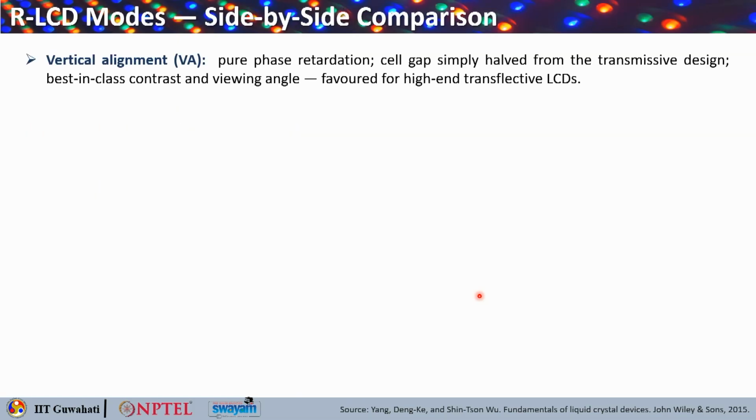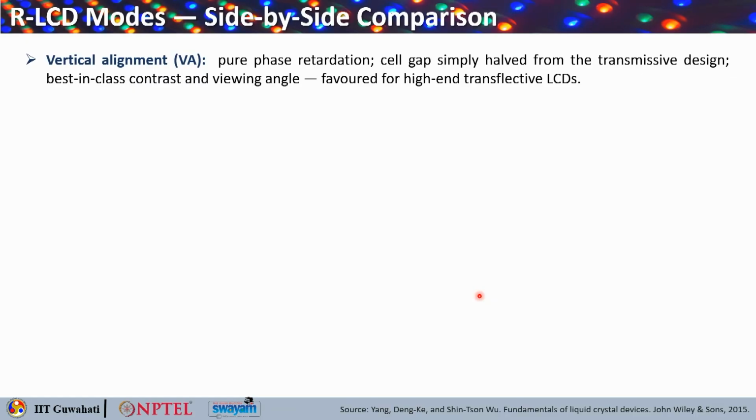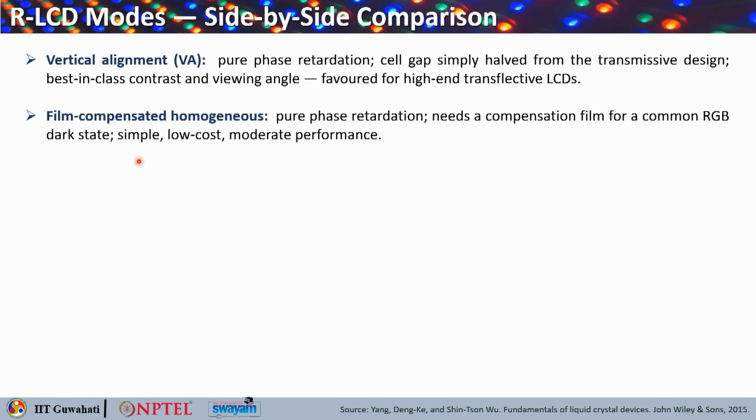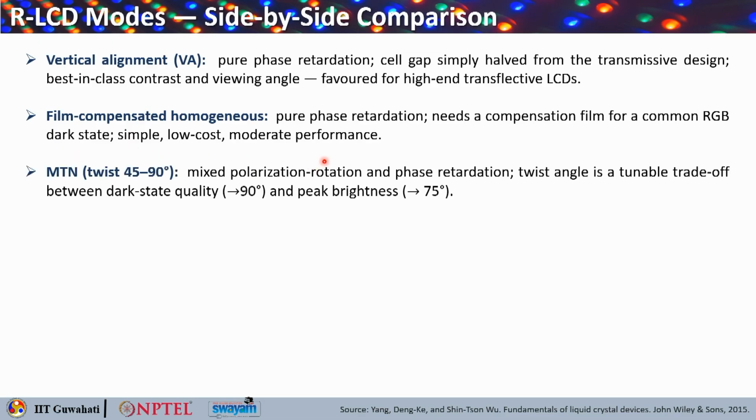So, the final comparison for the different reflective modes: vertical alignment gives pure phase retardation, with the cell gap simply halved from the transmissive design. They can offer best in class contrast and viewing angle, which is favored for high end transreflective LCDs. We have seen the film compensated homogeneous cells, where you get pure phase retardation, and there is a need for a compensation film to give a common RGB dark state. However, it is simple, low cost, but gives moderate performance.